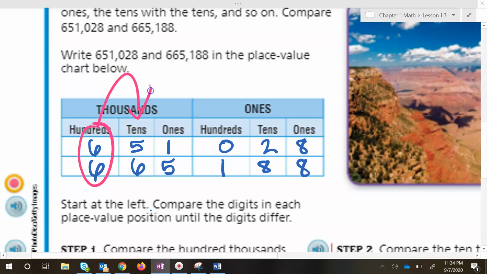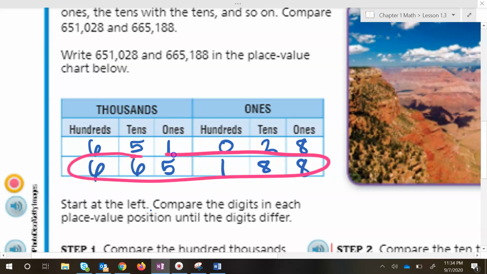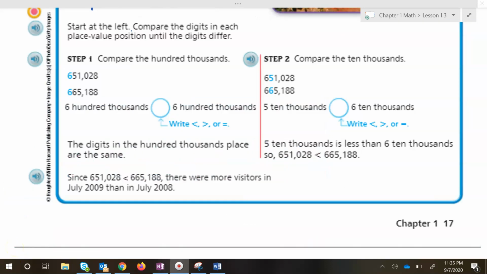So then we go to the next largest place value. The top number has a 5, so they have 50,000, and the bottom number has a 6, which is 60,000. Well, 6 is larger than 5, so we know right away that this number right here, 665,188, is greater than 651,028. Remember, you can always pause, rewind, and re-watch this video if you need to so that you can understand it a little better.